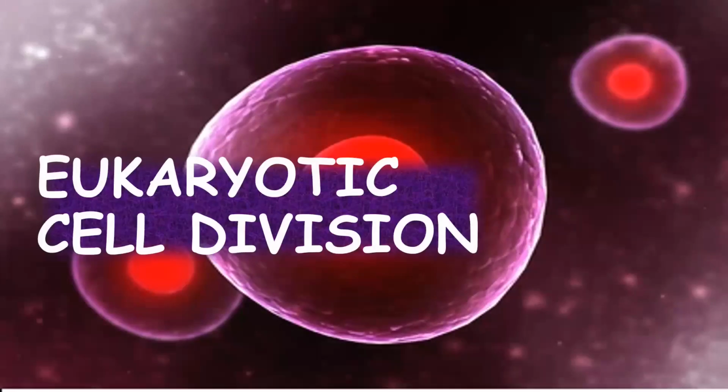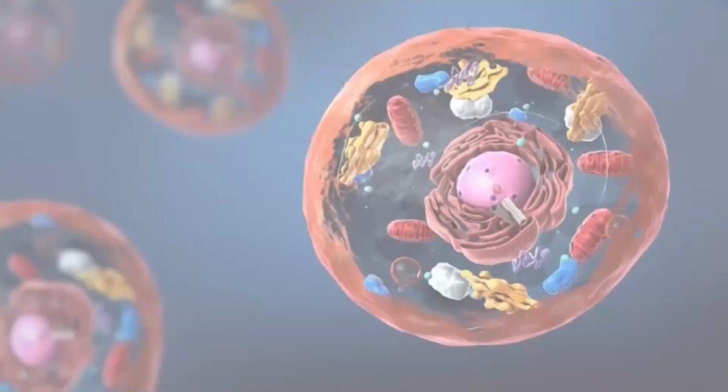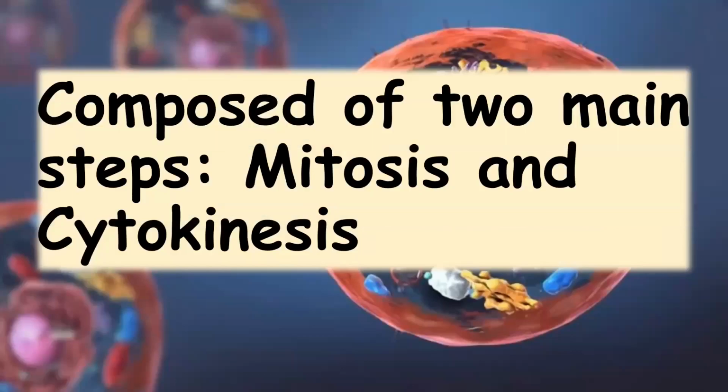Next, let's move on to eukaryotic cell division. In eukaryotic cell division, it is composed of two main steps. Those are mitosis and cytokinesis.